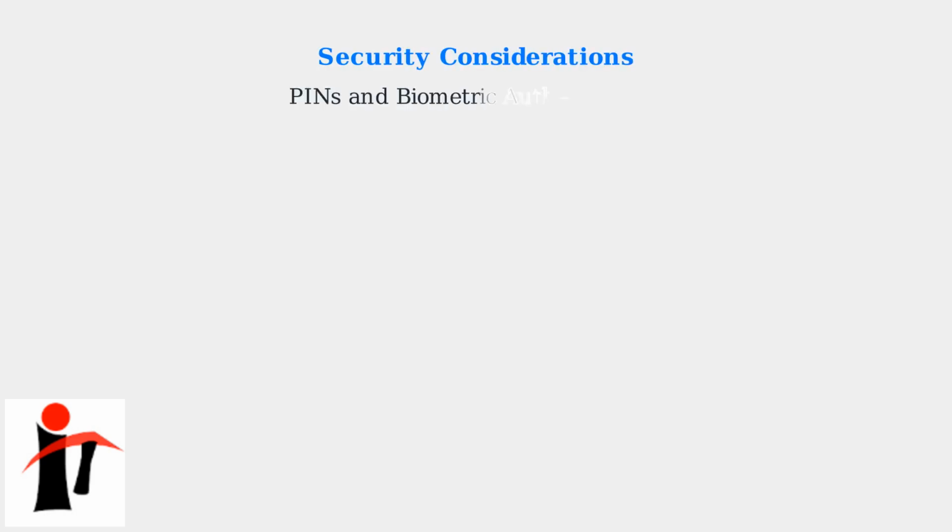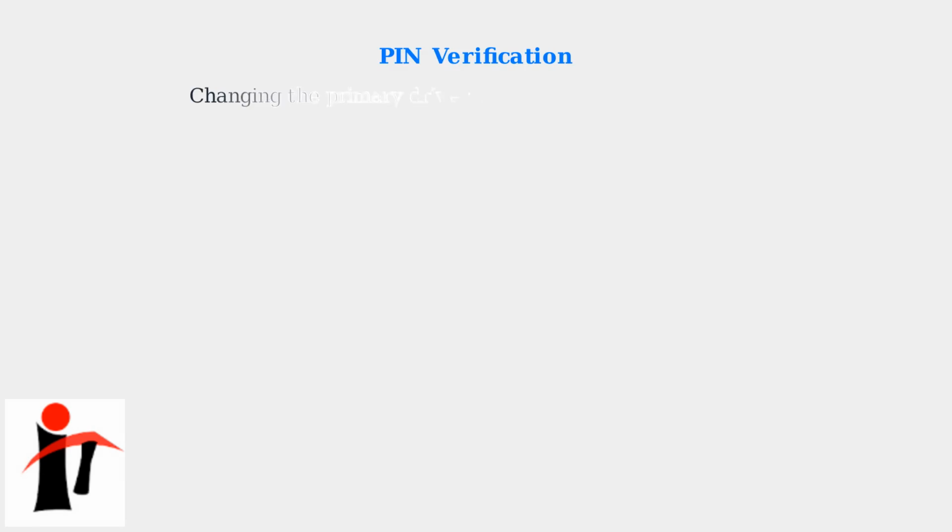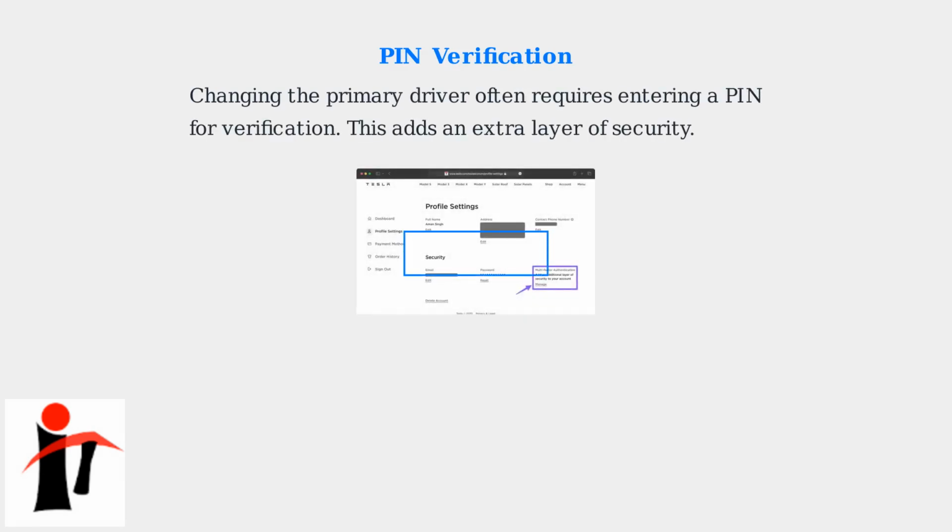Tesla implements multiple security layers to prevent unauthorized changes to driver profiles. These measures ensure that only authorized users can modify the primary driver and access levels. One common security measure is PIN verification. When attempting to change the primary driver, you may need to enter a PIN code that you set up in your Tesla account. This prevents unauthorized access to profile settings.